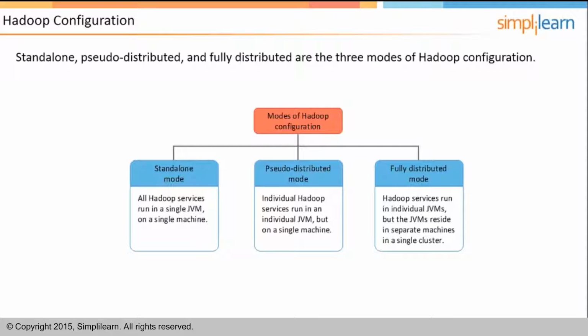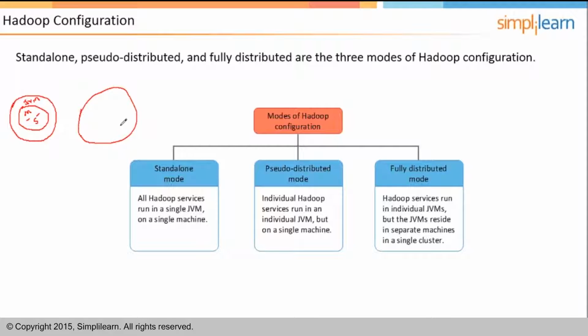In standalone mode, basically all Hadoop services run in a single JVM on a single machine. Let me just draw it here. It will be something like this. In a standalone mode, all the Hadoop services run in a single JVM. This is my JVM where all the Hadoop services like master, slave, and some other processes run on the same JVM in a single machine. That's why it is called a standalone mode.